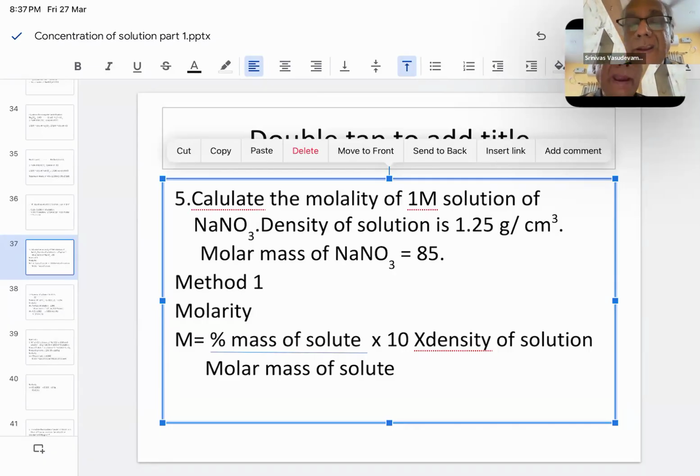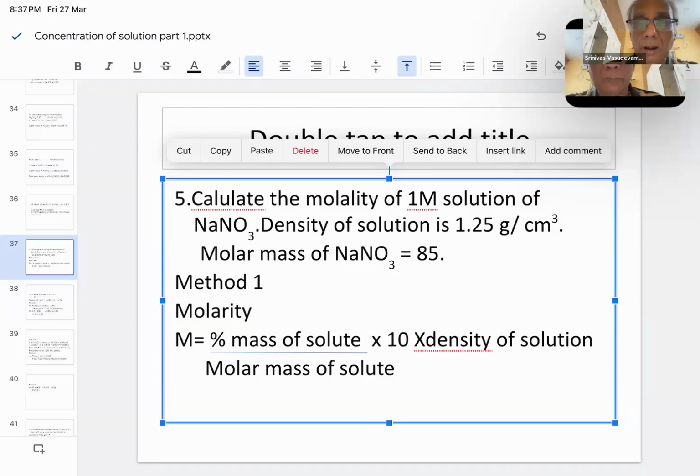That means 85 gram of sodium nitrate dissolved in 1 decimeter cube of solution. Right? So molarity is percentage mass by molecular mass into 10 into density. Here the molarity is given, so molarity is known to be 1. I can find out the percentage mass of solute by using this formula.